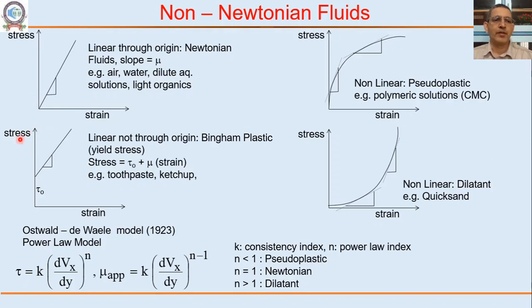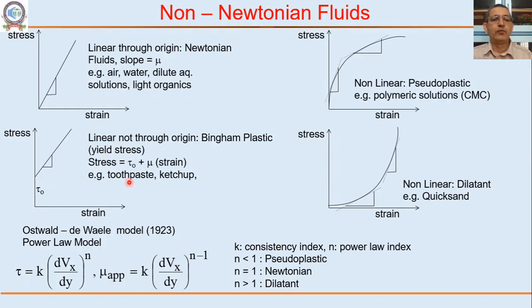Look at this graph. Sometimes the stress versus strain graph is linear, but it has an intercept. The intercept is denoted as tau naught. It is called yield stress. The reason it is called yield stress is, look at this. If the stress value is anywhere below tau naught, there is no strain. No strain means there is no deformation, and no deformation means there is no flow. So unless the stress exceeds this value tau naught, the fluid does not flow. Only liquids will exhibit such a behavior.